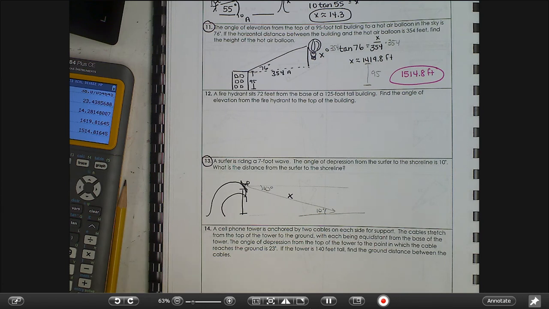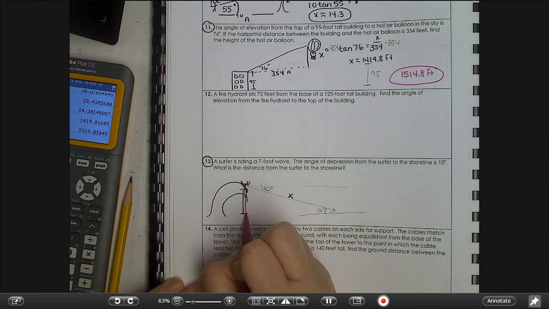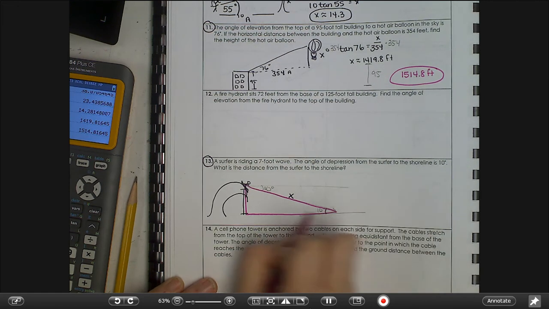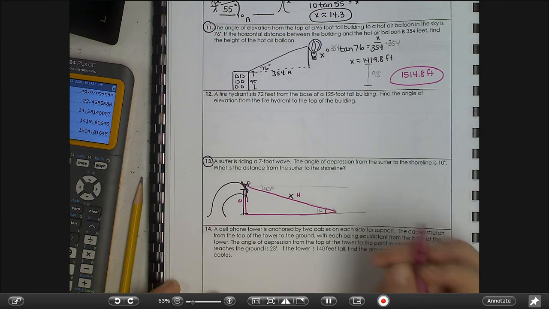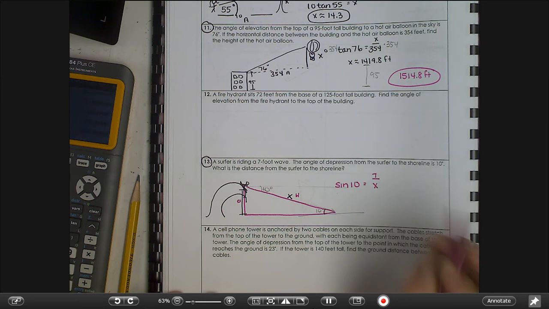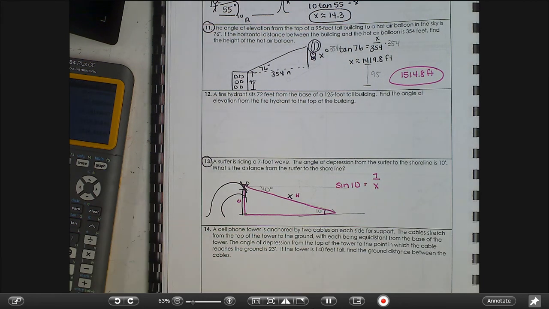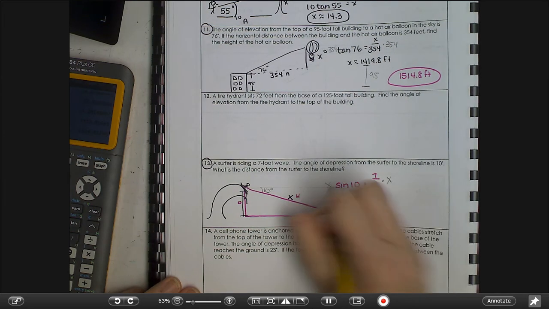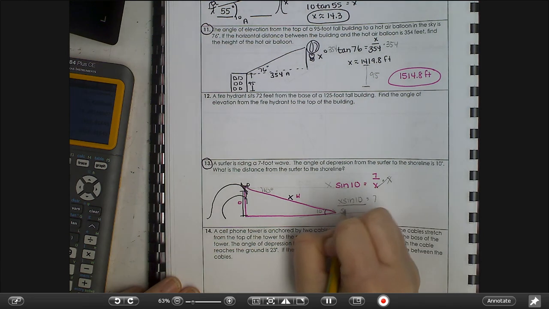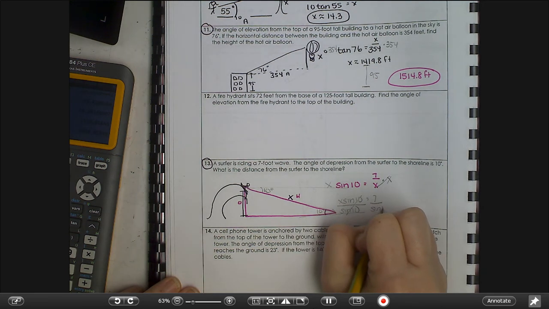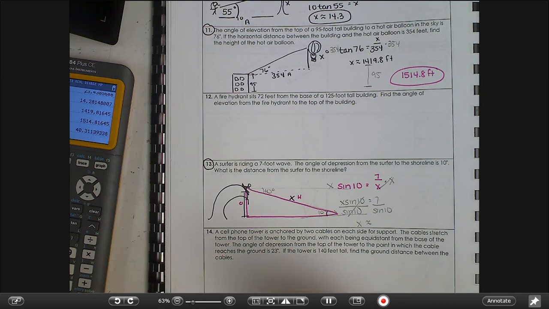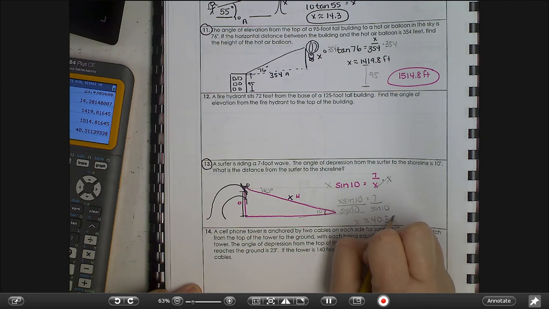So hopefully you can see our little right triangle there. Here's our angle. We have the opposite side and the hypotenuse. So we're going to do sine 10 equals opposite over hypotenuse. And we're going to multiply both sides by x. So x sine 10 equals 7, and divide by sine 10. So x is approximately 7 divided by sine 10, 40.3 feet away.